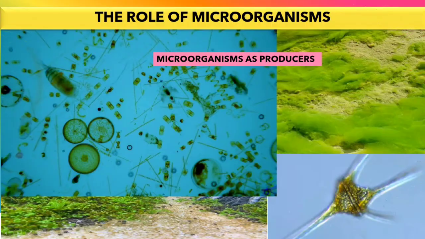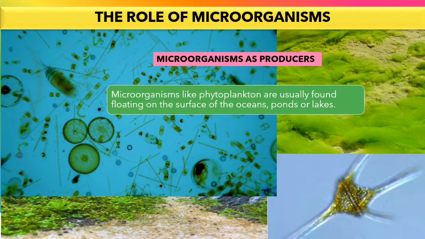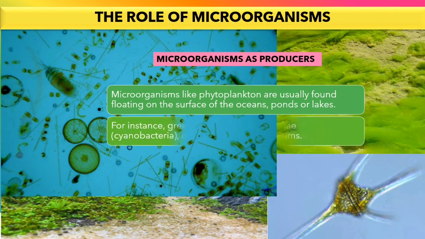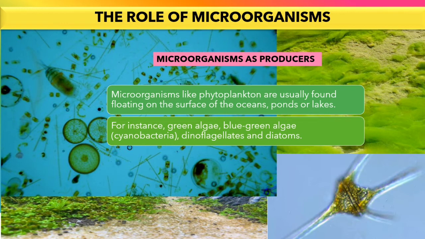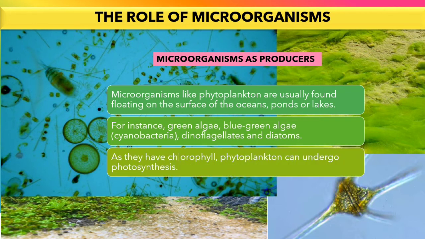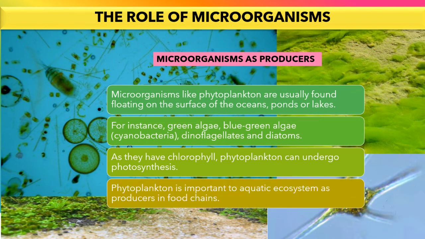The role of microorganisms as producers. Microorganisms like phytoplankton are usually found floating on the surface of oceans, ponds and lakes, for instance green algae, blue-green algae, cyanobacteria, dinoflagellates and diatoms. As they have chlorophyll, phytoplankton can undergo photosynthesis, so they act as producers in the food chain, especially in oceans, ponds and lakes. Phytoplankton is important to aquatic organisms as producers in the food chain.